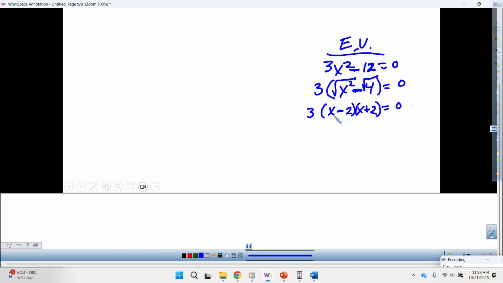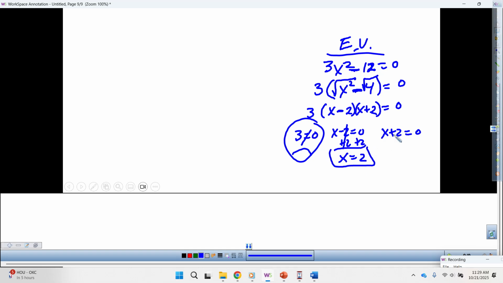So, set each of these factors equal to 0: 3 equal to 0, x minus 2 equal to 0, x plus 2 equal to 0, and solve. Question, is 3 equal to 0? No, we cross it out. That doesn't work. This one we add 2 to each side. X equals 2. Minus 2, minus 2, x equals negative 2. So, our excluded values are positive 2 and negative 2.